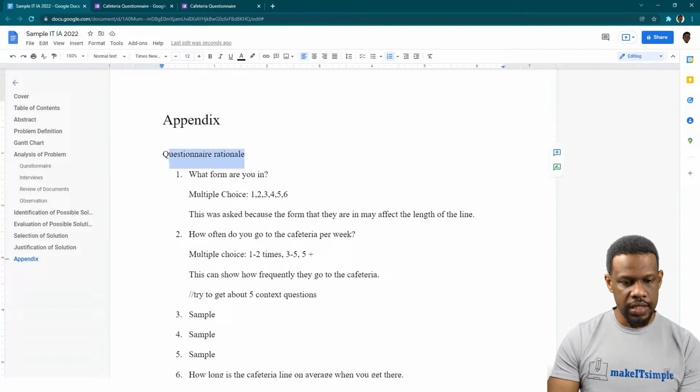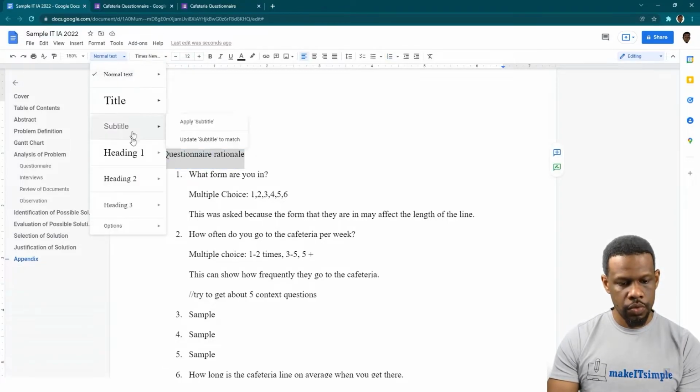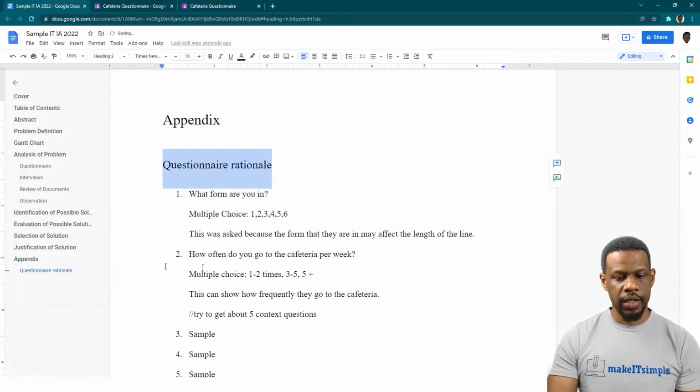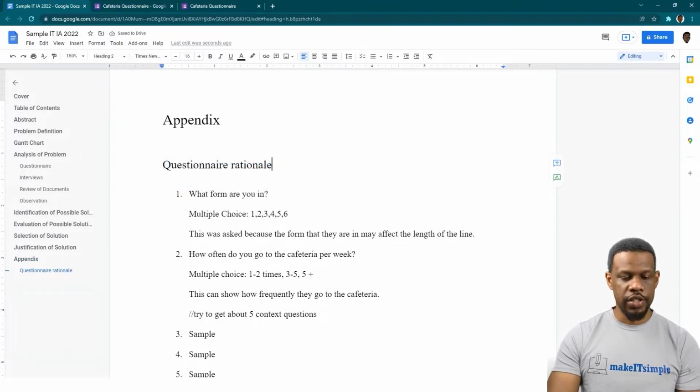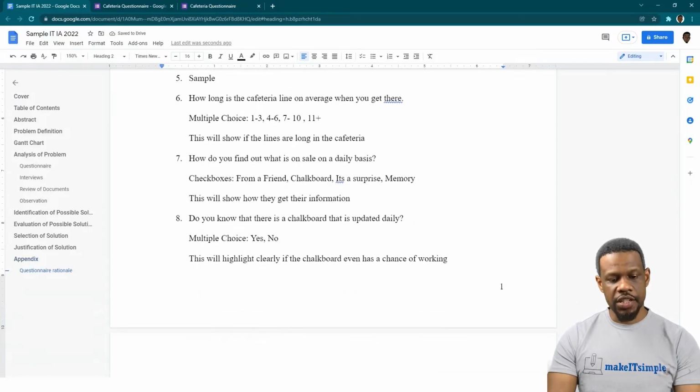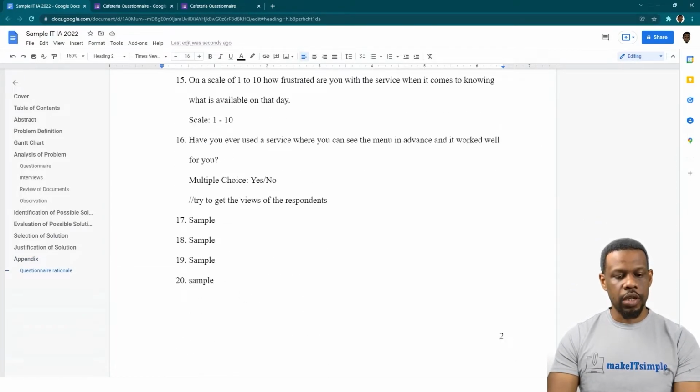I'll put this in as a heading 2, so that it will come under the appendix. So you know that the questionnaire rationale is on this page, and I am okay with that.